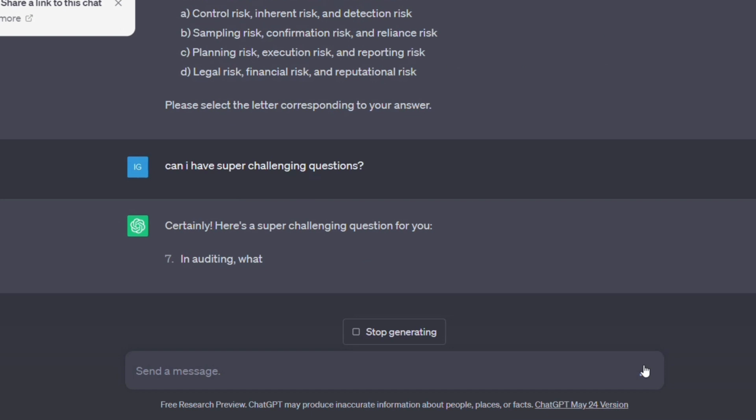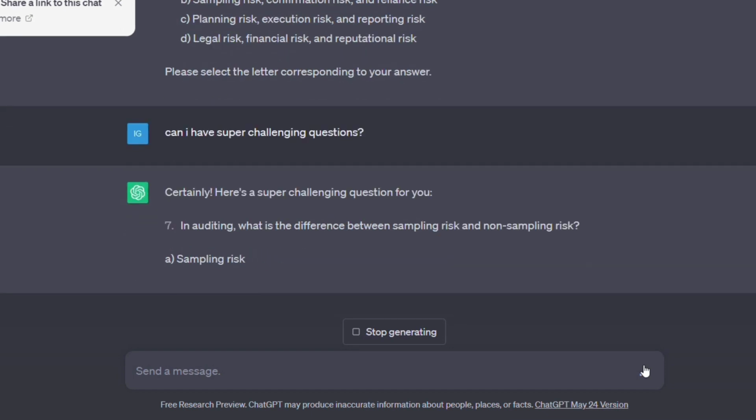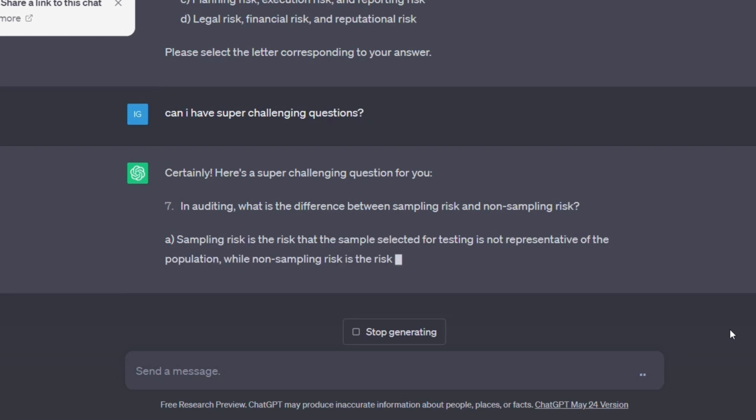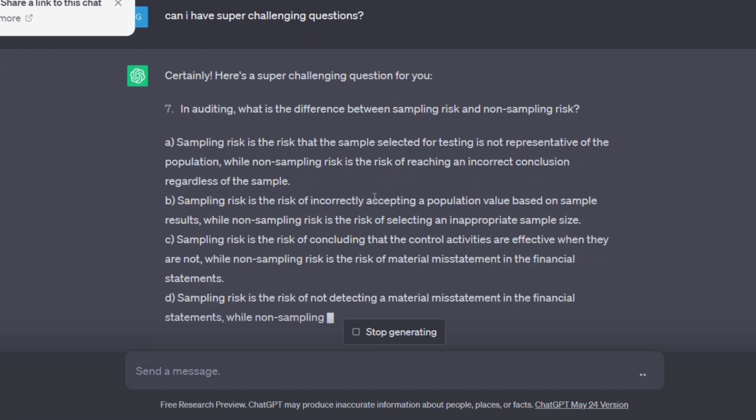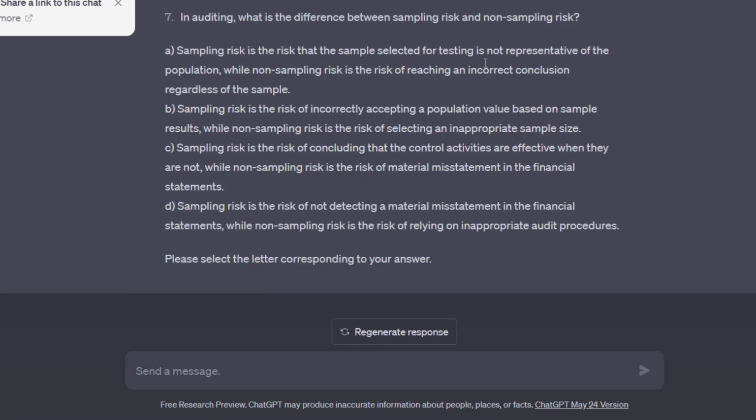Okay, so that's number 7. In auditing, what is the difference between sampling risk and non-sampling risk? Sampling risk is the risk that the sample selected for testing is not representative of the population. That's right. While non-sampling risk is the risk of reaching an incorrect conclusion regardless of the sample. This is correct. But again, you need to read all of the options first.